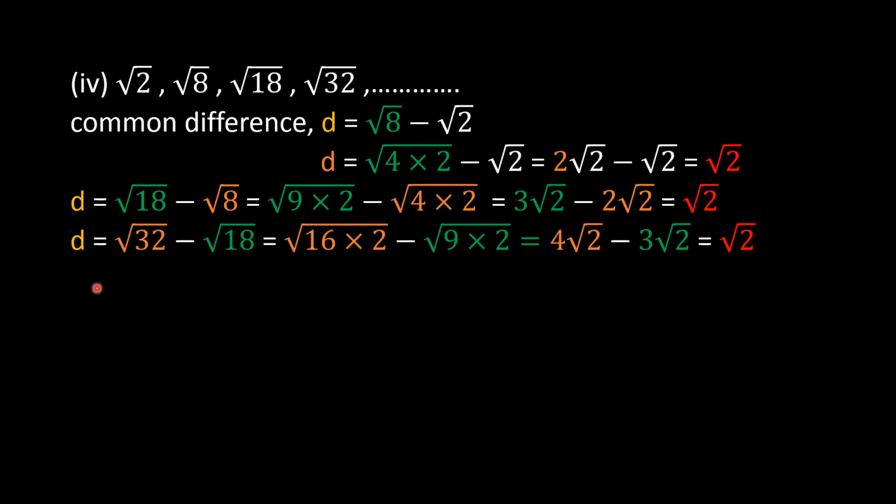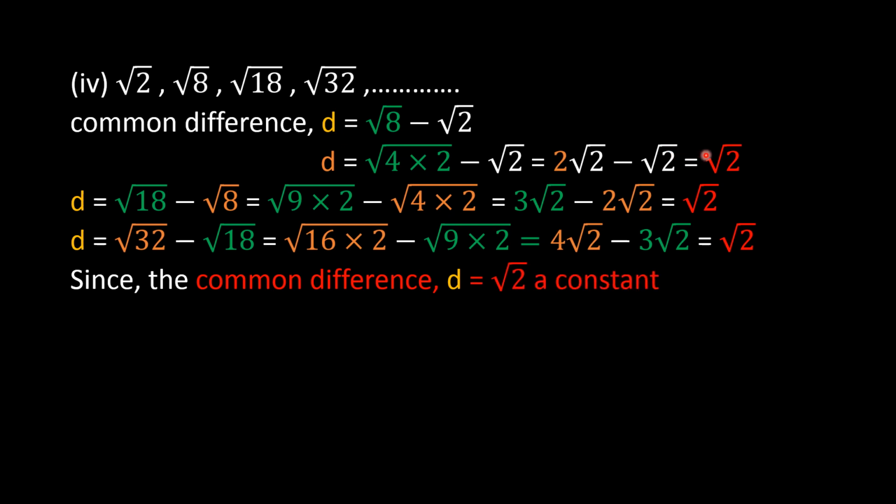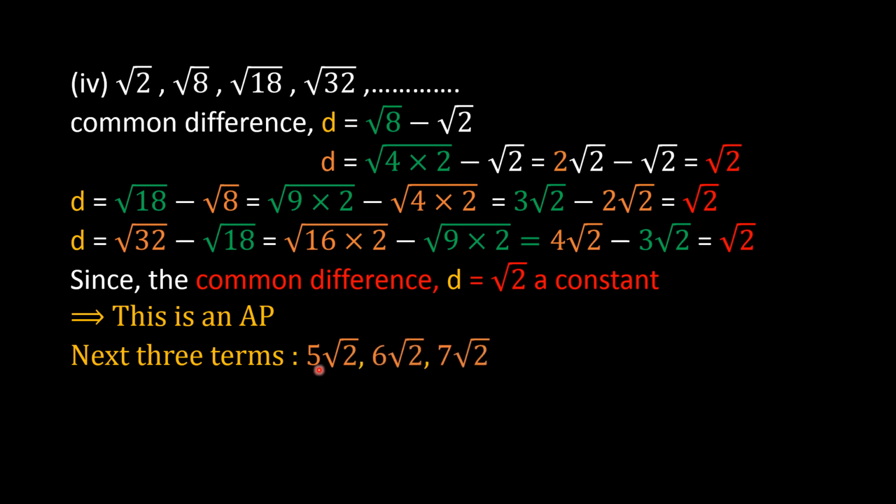So we observe that the common difference in each of these cases is fixed, which is root 2. So we can conclude that this list of numbers is an AP. The next three numbers can be obtained by adding the common difference root 2 to its previous term. So the fifth term can be obtained by adding root 2 to root 32, but root 32 is 4 root 2. So 4 root 2 plus root 2 will give us 5 root 2.